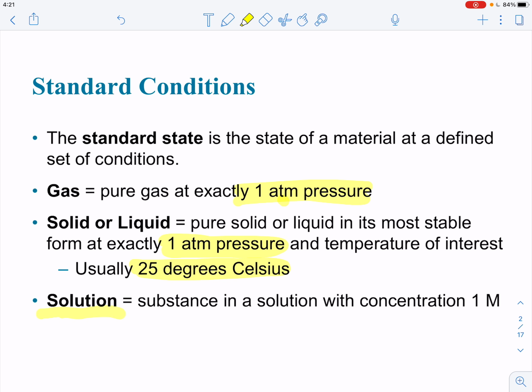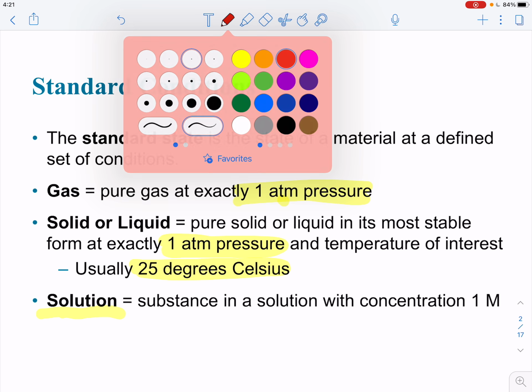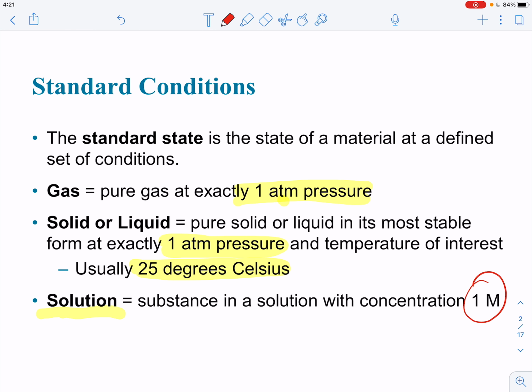If you are working with a solution, then what matters is the concentration of whatever it is that you are using there. And remember, if it's a solution, the substance that is dissolved could be in any state, could be a gas, a solid, or a liquid that is dissolved in something else. That concentration now has to be 1 molar. So this is what defines a standard state for different substances. We are not going into specifics of what substance, it just depends on what state of matter that substance is normally found.